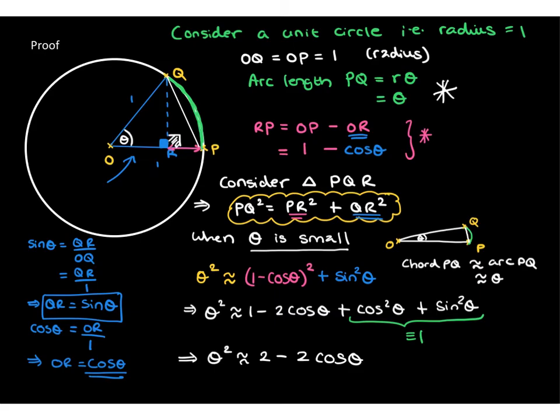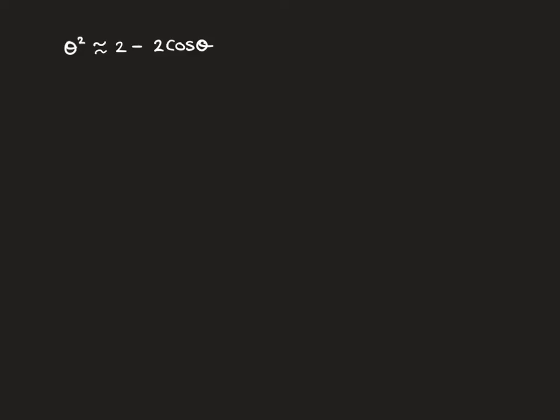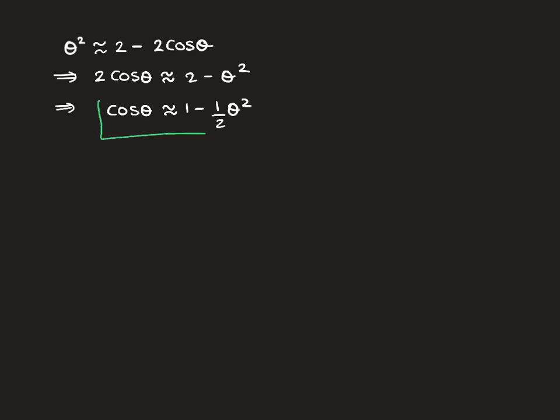Let's look at that in more detail. I can simplify this. So it rearranges: 2 cos theta is approximately 2 minus theta squared, and dividing by 2, that tells me that cos theta is approximately 1 minus a half theta squared. And this is my small angle approximation for cos theta.